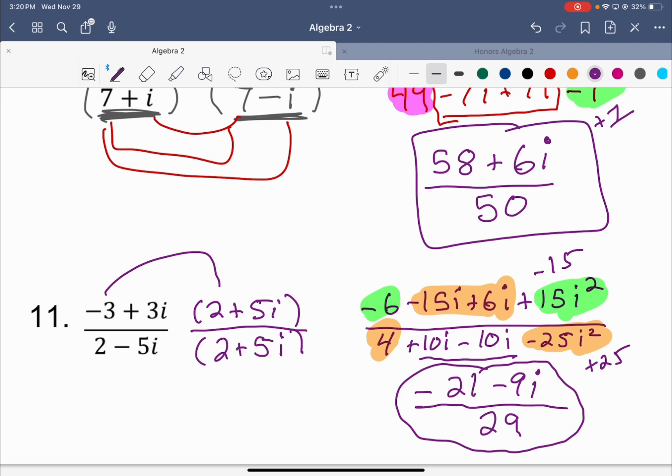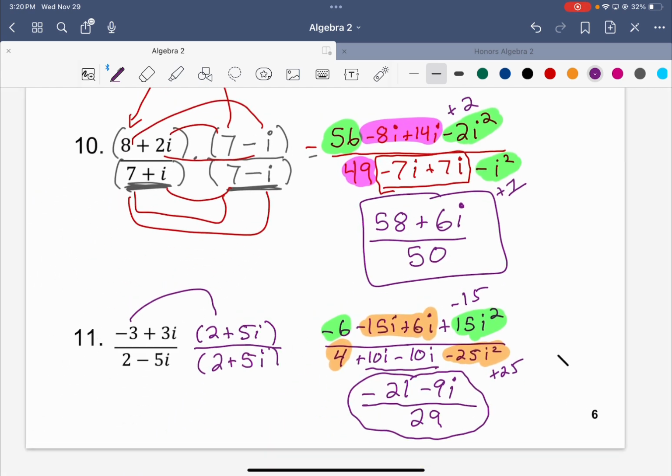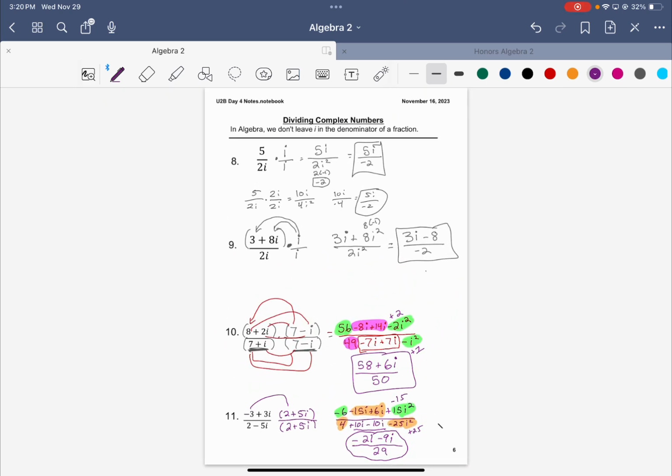That is adding, subtracting, multiplying, and dividing complex numbers. Tomorrow, we're going to work on the quadratic formula, but now what's underneath that radical might be negative. So we can deal with that tomorrow, okay? Your assignment is inside of Schoology as always.